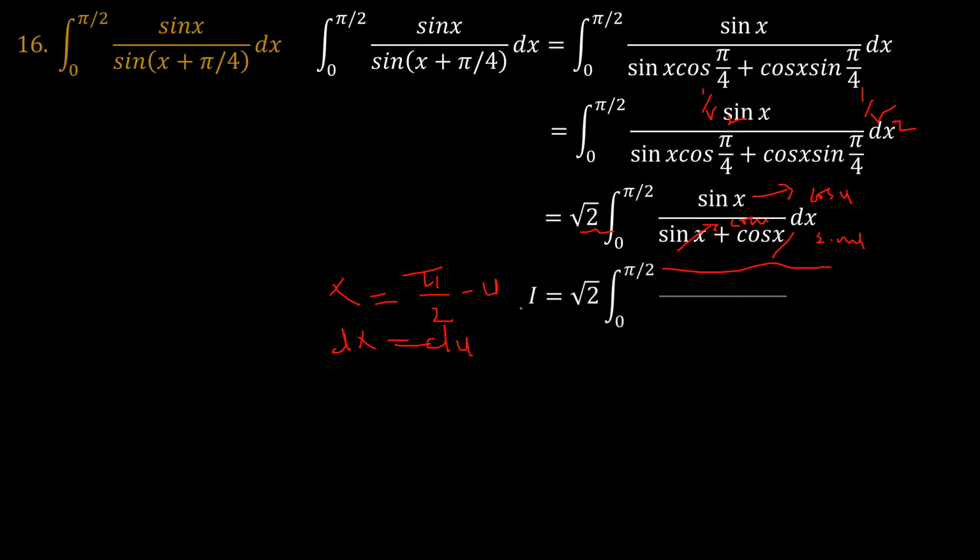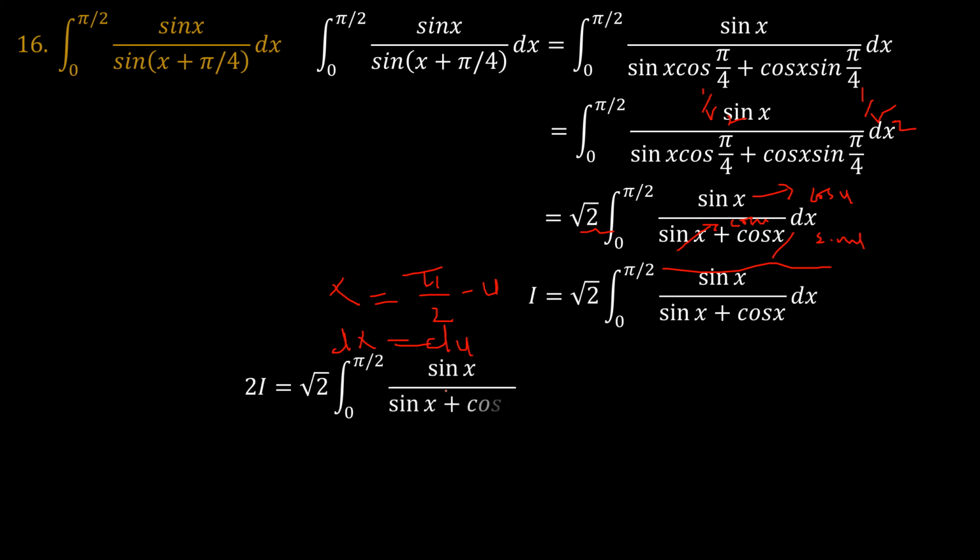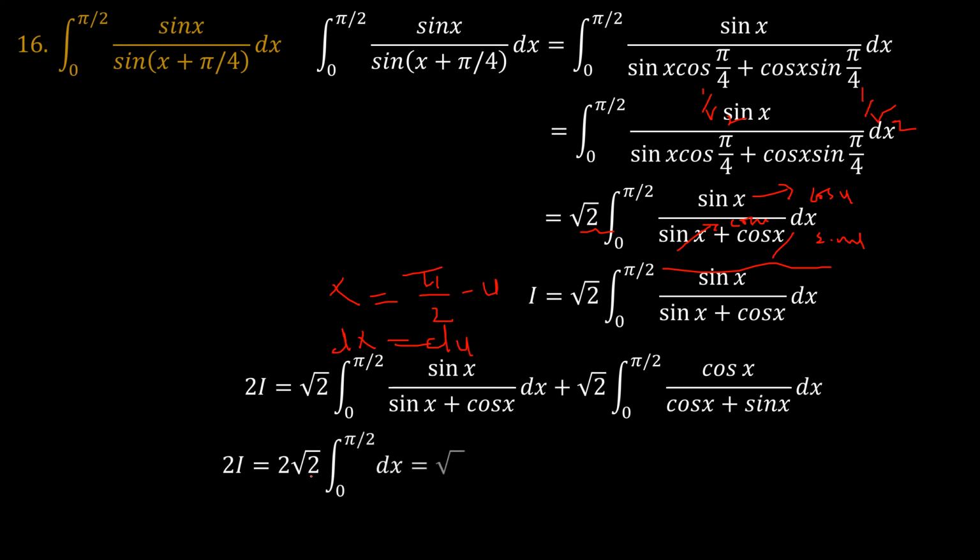So in other words, if we let I be equal to the square root of 2 times the integral from 0 to pi over 2 of sine x over sine x plus cosine x, then 2I is the same integral from 0 to pi over 2 of sine x over sine x plus cosine x, plus an integral where we flipped x and sine x. So we have here cosine x over cosine x plus sine x. And so when you add them, 2I is the same as root 2 times the integral, because the numerator now becomes equal to the denominator. It cancels out and we're left with 1.